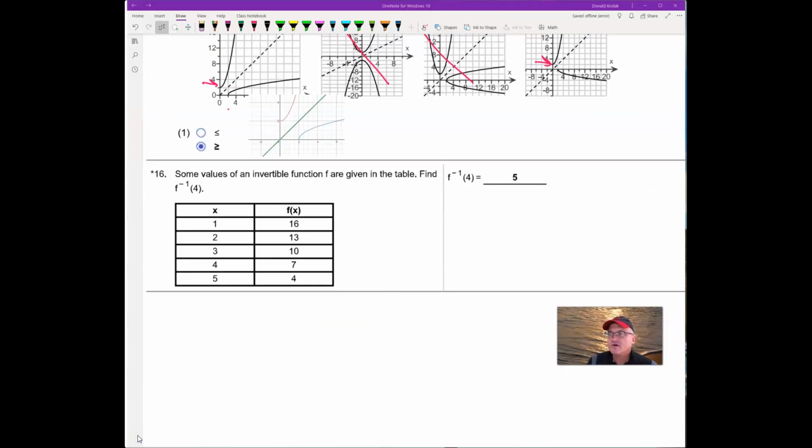Some values of an invertible function, that just means it has an inverse, are given in this table. The question is asking what is the inverse value when 4 is the input. So one way you can do that is create a new table by just switching the x and y coordinates.